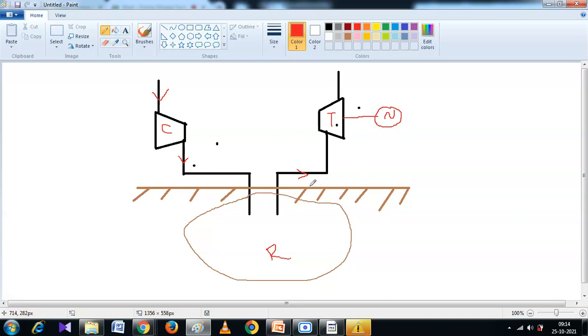I hope you understand the topology or working principle, how the compressed air energy storage works. Deepak, is it clear to you now? Yes, sir. Okay.